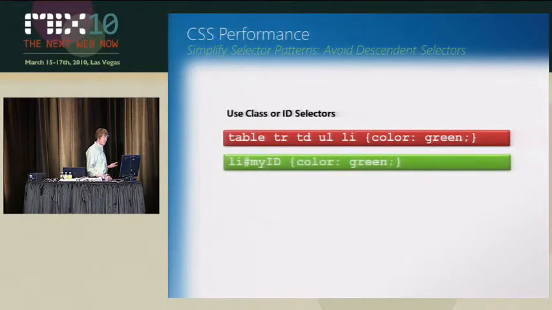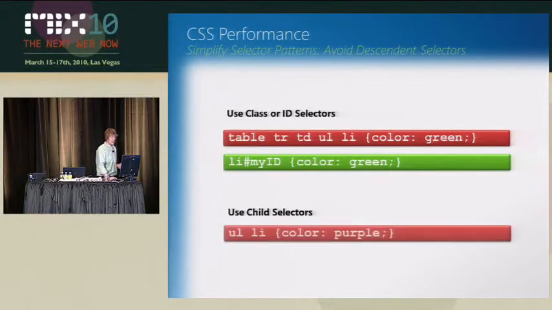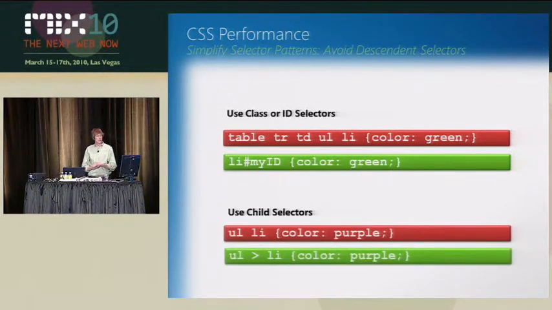Instead, you could use an ID selector. In this case, I have an ID on the table, so I can set it to my ID. And then the browser can quickly map that style to green. The same is also true for child selectors.